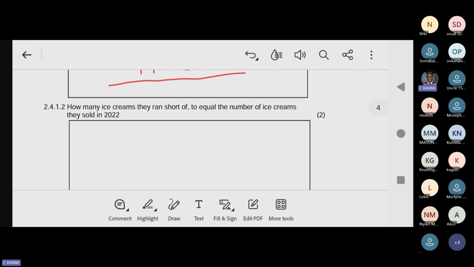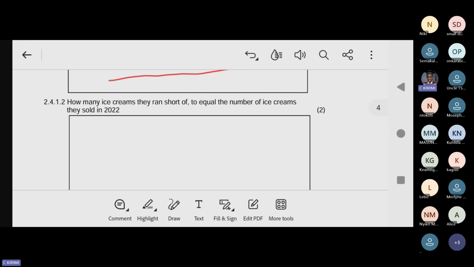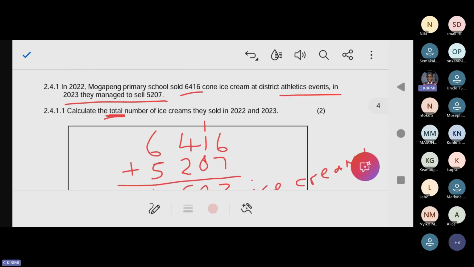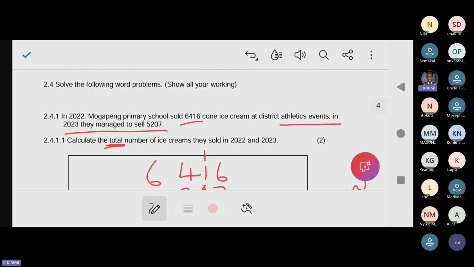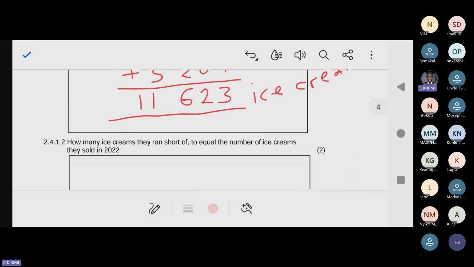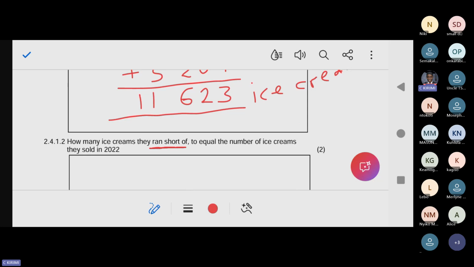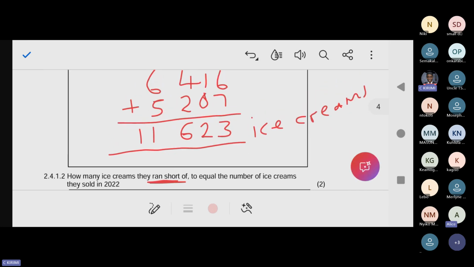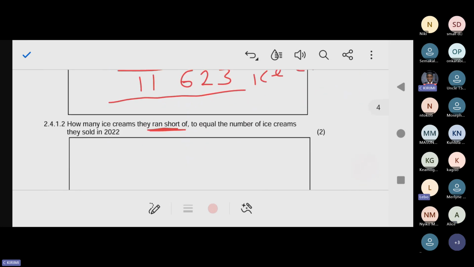How many ice creams did they run short of to equal the number of ice creams they sold in 2022? For the ice creams which were sold in 2022, you want to see how much was short, which means they ran short, which means you are looking for a difference. So this is a subtraction word problem. So now we are calculating the difference of those two numbers. So what are we subtracting? 6,416.